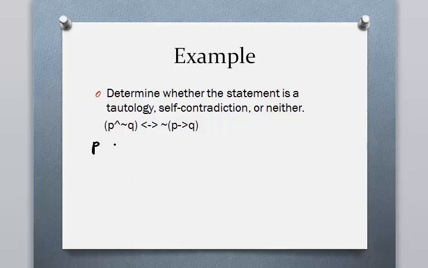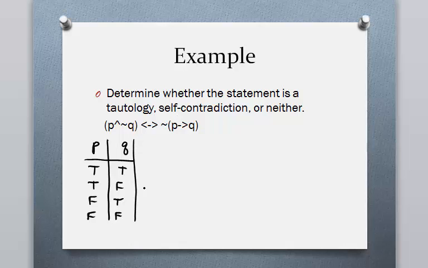So I'm going to make a column for P and Q to get myself started. Remember that in the P column we'll have 2 true and 2 false. And in the Q column we'll alternate true, false, true, false. Then let's begin working on the problem itself.